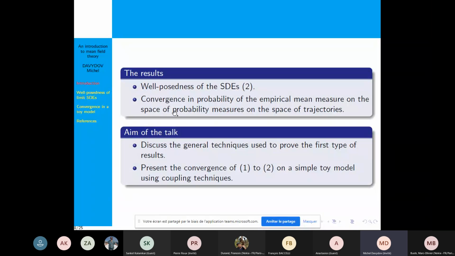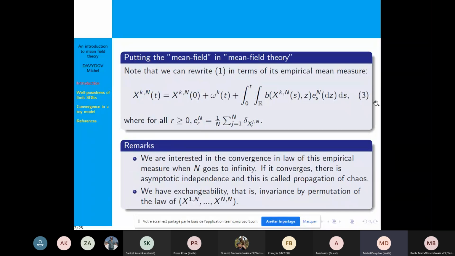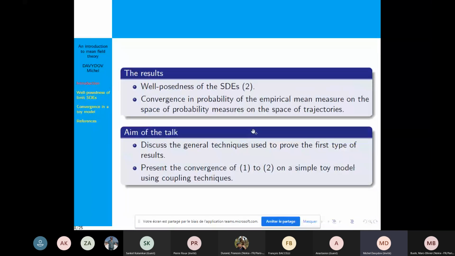And of course, the other type of results. The first one is, in some sense, more technical, but the one that is perhaps more interesting is the convergence. Sometimes you have the convergence in probability or the weak convergence of the empirical mean measure on the space of probability measures on the space of trajectories. What is the empirical mean here? It's a measure. On what is it a measure? It's a measure on the space of trajectories. So the convergence that you want to take place of this empirical mean must take place in the space of probability measures on the space of trajectories.